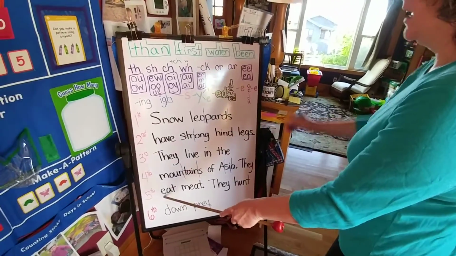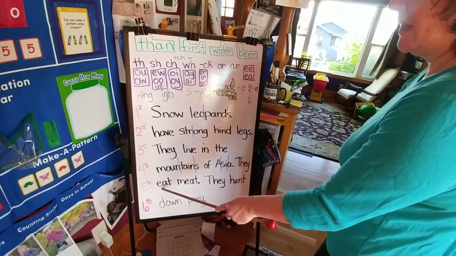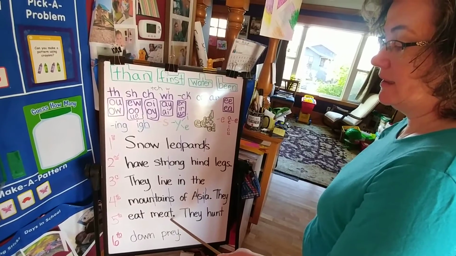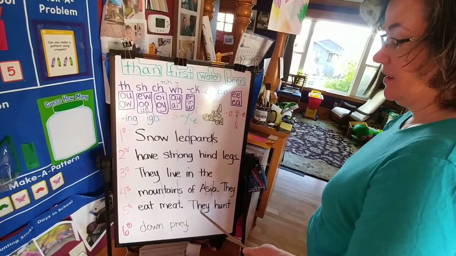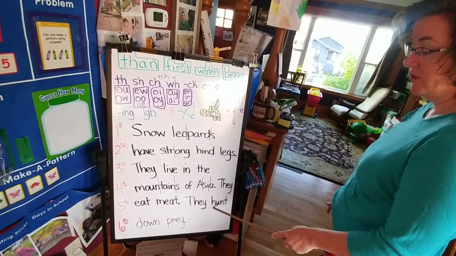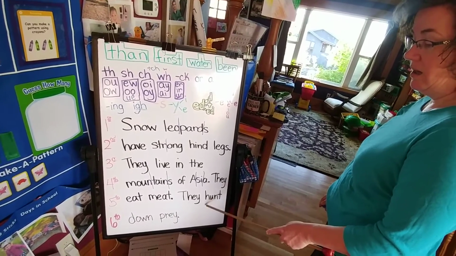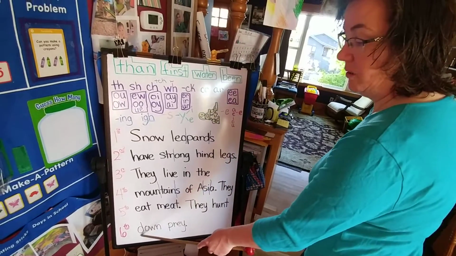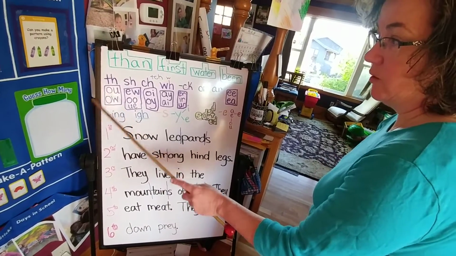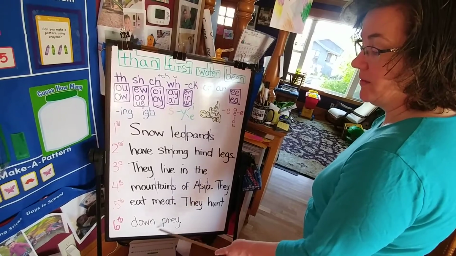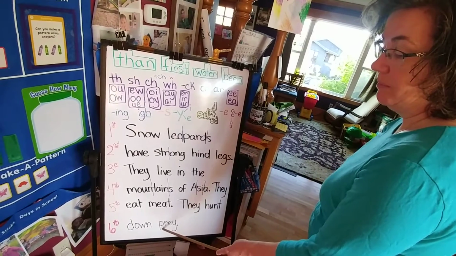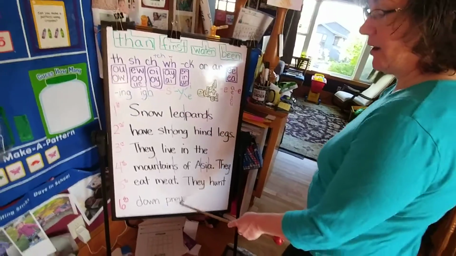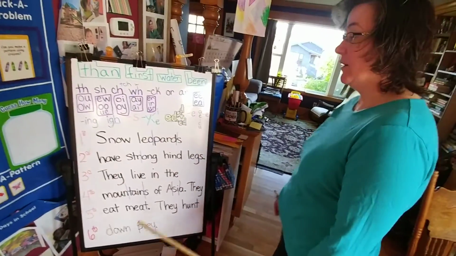They, E-A, here's my E-A, eat meat. They, get your mouth ready for that H. Hunt. Oh, this is a sight word, but we can also sound it out. It's got that O-W, down. Get your mouth ready. Prey. Like E-Y in they. Prey. They hunt down prey. Prey is what they eat.